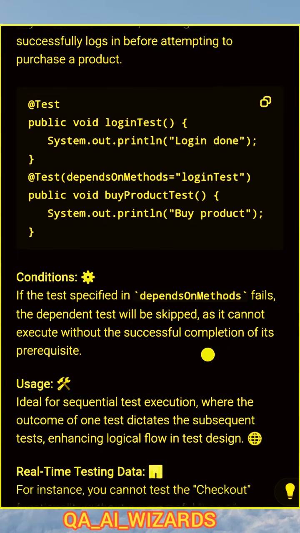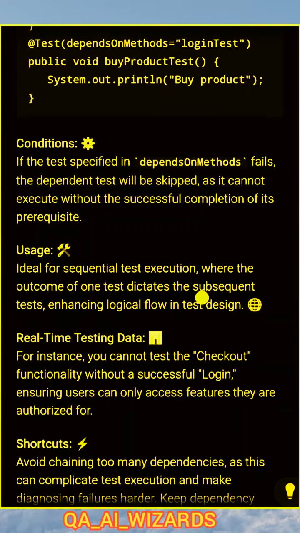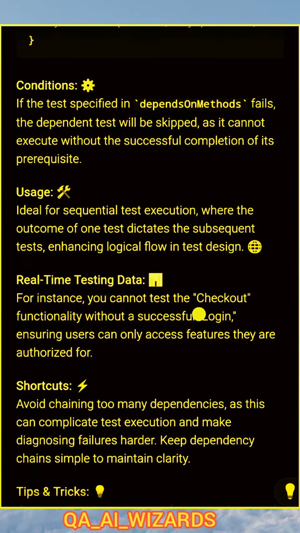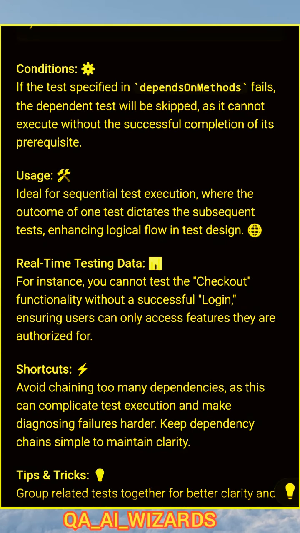The condition: if the test specified in dependsOnMethods fails, the dependent test will be skipped, as it cannot execute without the successful completion of its prerequisite. Usage: ideal for sequential test execution, where the outcome of one test dictates the subsequent test, enhancing the logical flow in the test design. Real-time testing data: for instance, you cannot test the checkout functionality without a successful login, ensuring users can only access the features they are authorized for.